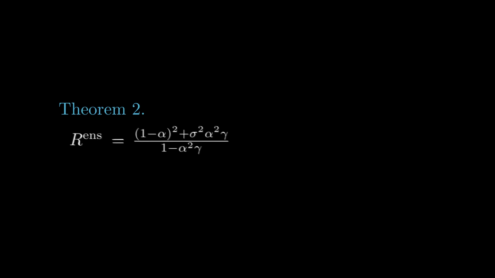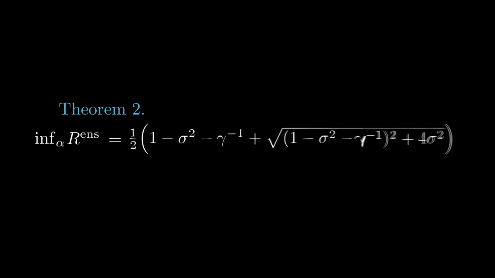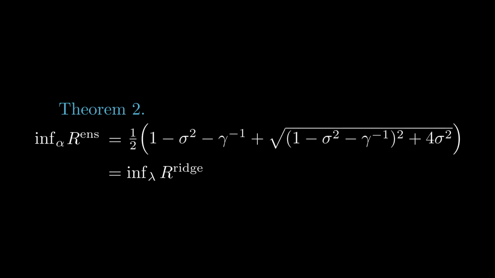If we then optimize this expression with respect to alpha, or the column subsampling factor, what we obtain turns out to be the same as the optimal ridge regression risk. Of course, it is well known that ridge regression is optimal for this problem. That is, it minimizes squared error. So, by ensembling, we can optimally regularize the solution with a ridge-like regularization.